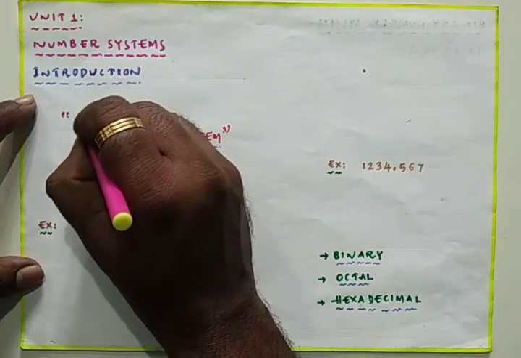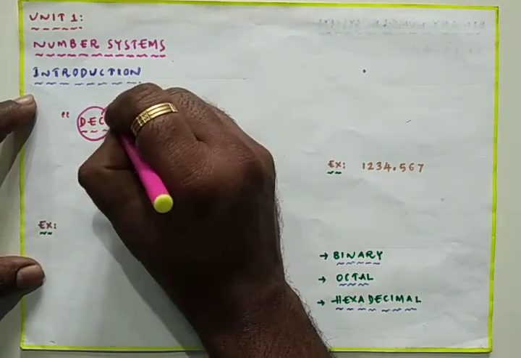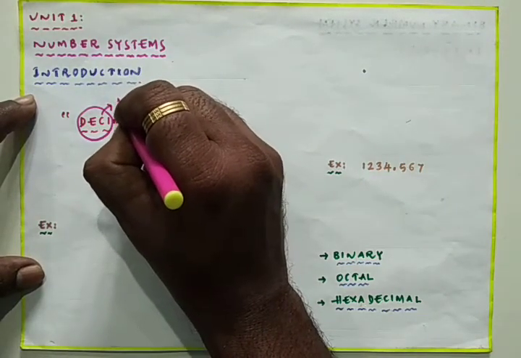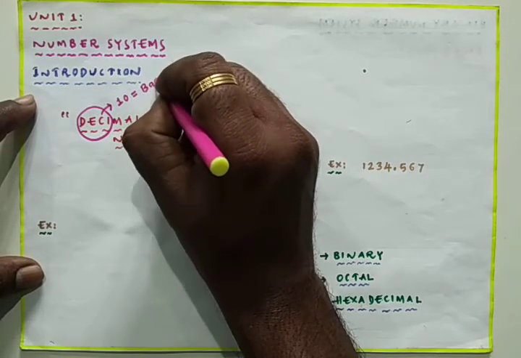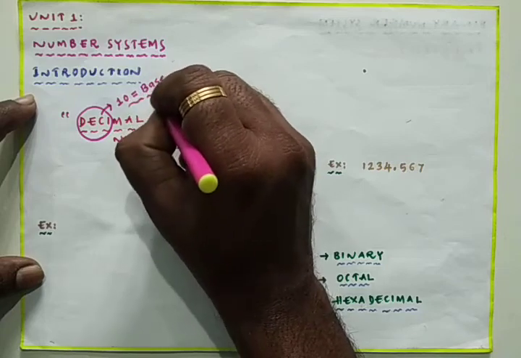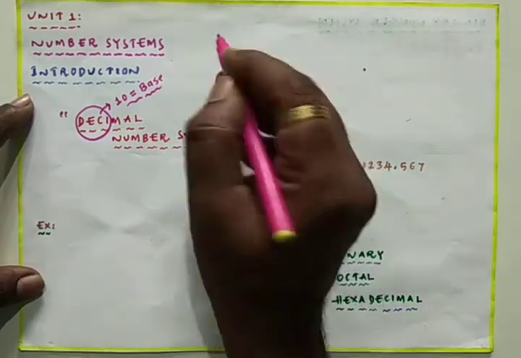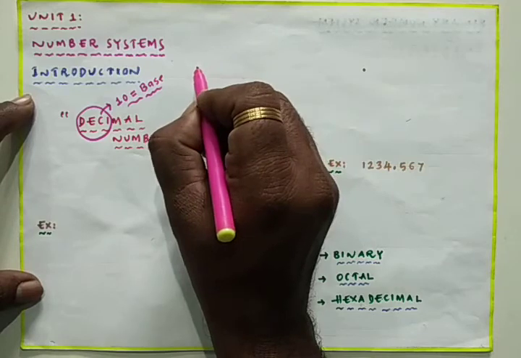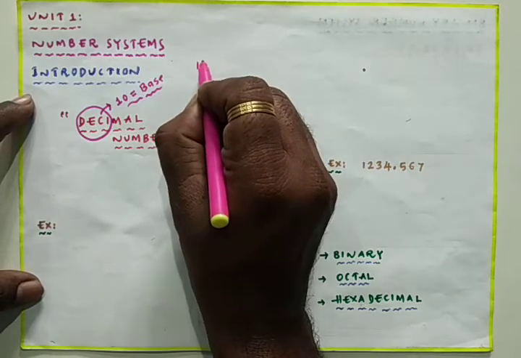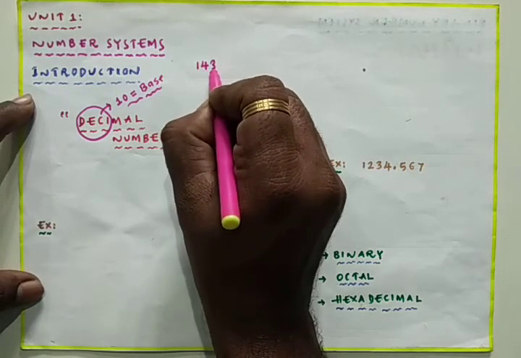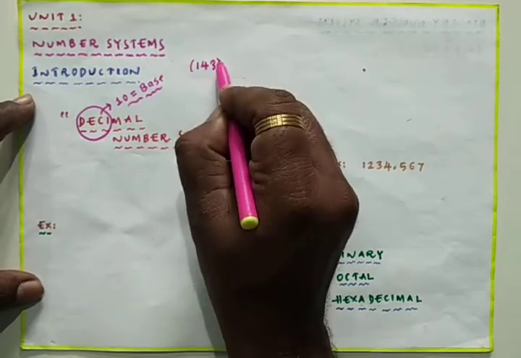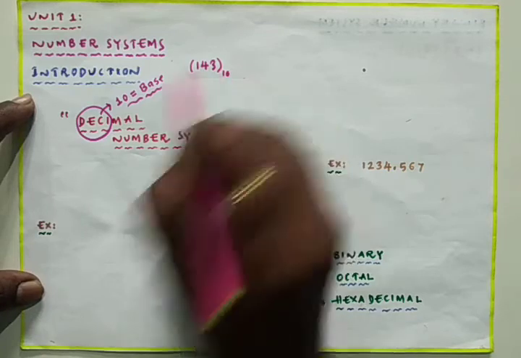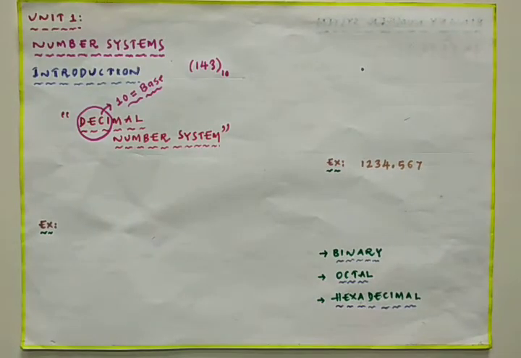Deci means 10. It is a decimal number system, and deci is nothing but 10. We can call it the base of this particular number system, which is 10. For example, if I write 143 without any base, by default we have to assume that it has a base of 10, and the base of 10 is nothing but the decimal number system.